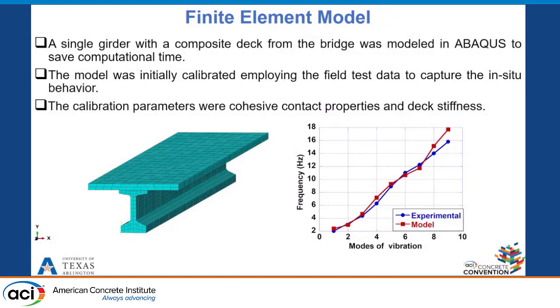To save computational costs, a single girder with a composite deck, instead of the entire span of the southbound Wilson Creek Bridge, was modeled in Abaqus. The model was initially calibrated employing the field test data reported to capture the in situ behavior of the bridge. The girder was modeled using solid three-dimensional deformable elements, while the embedded reinforcements used two-dimensional truss elements. A 127 millimeter native mesh size was used for all the model components.